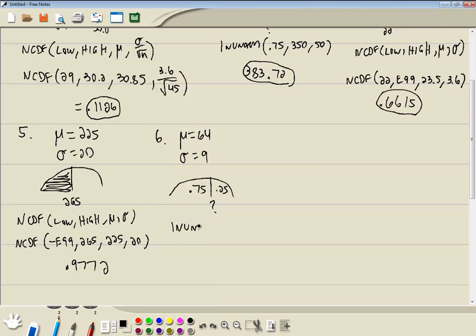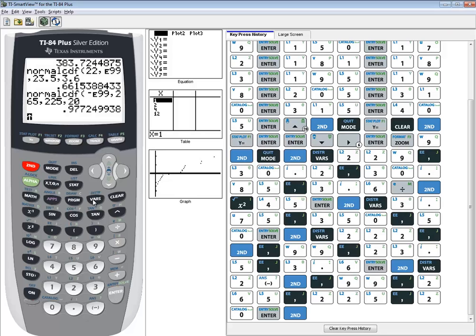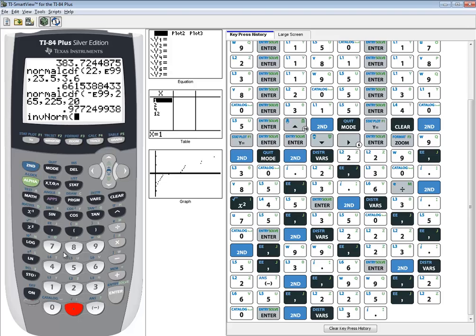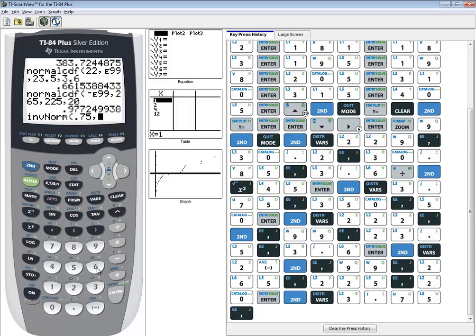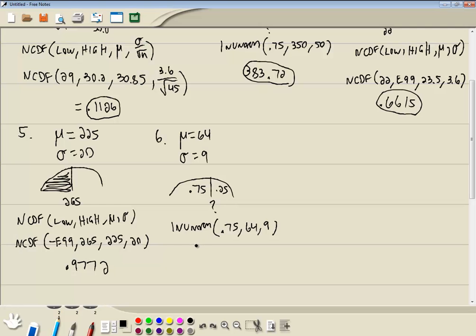So we're going to do INV norm, the area to the left, which is 0.75, comma our mean, which is 64, comma our standard deviation, which is 9. So do second vars, choose INV norm, 0.75, comma 64, comma 9, enter. And I'll take it to 2 decimal places again: 70.07.